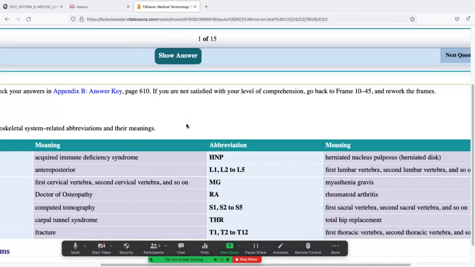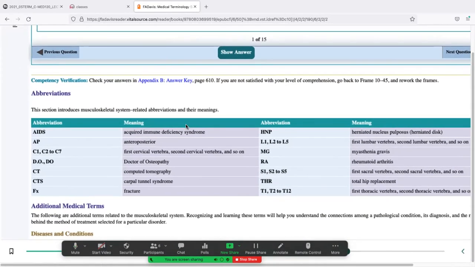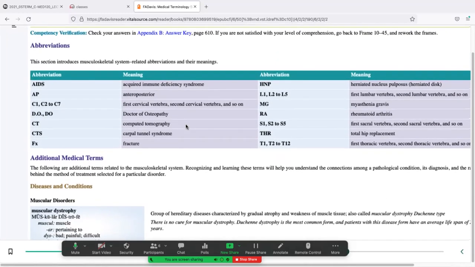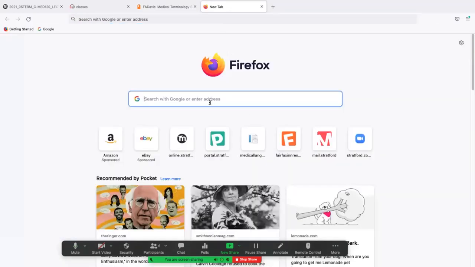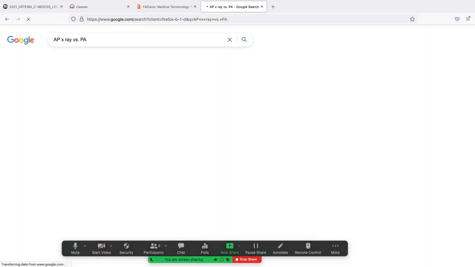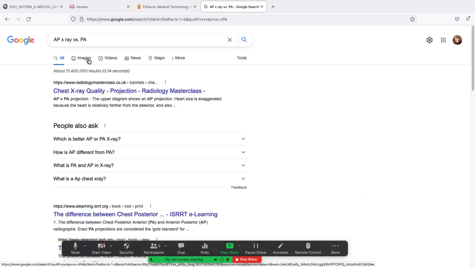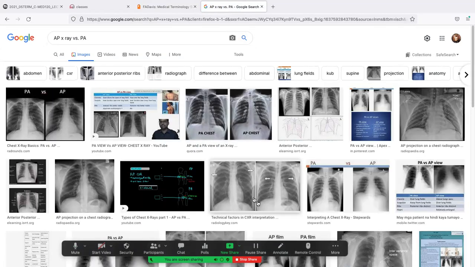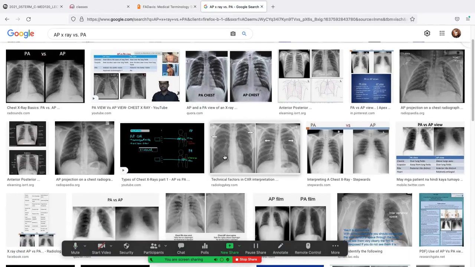Okay, where am I? Oh, we're at abbreviations. AIDS, you always need to know. Now, AP and PA. Let's see. What's AP? He asks, what's an AP film versus a PA film?